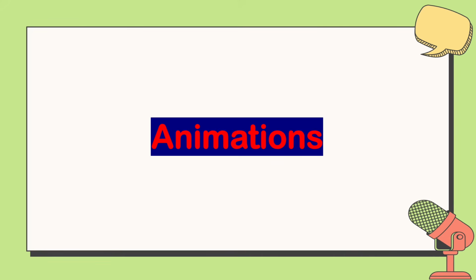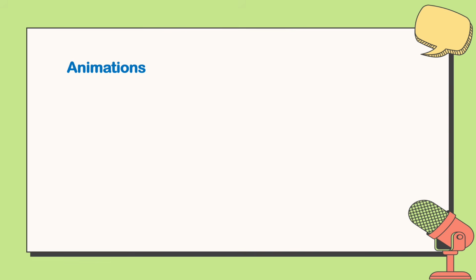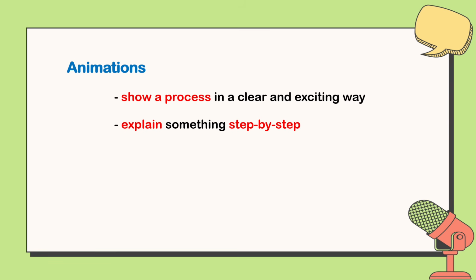All right, here is something really cool: animations. Animations are great tools for journalists when they want to show a process in a clear and exciting way. They can also explain something step by step.